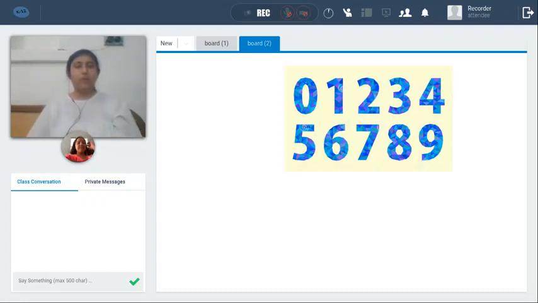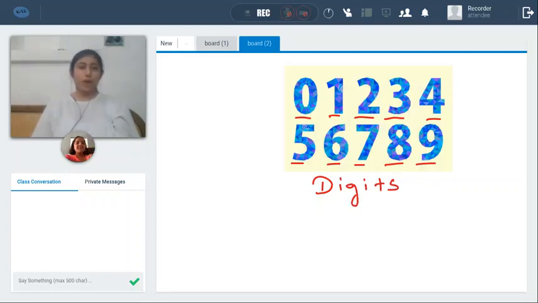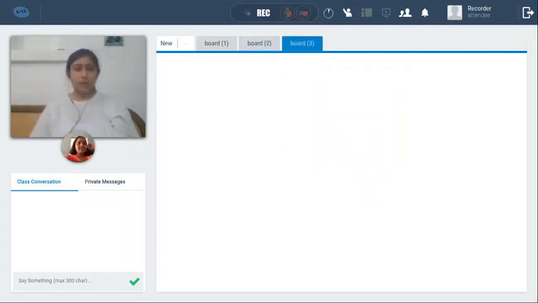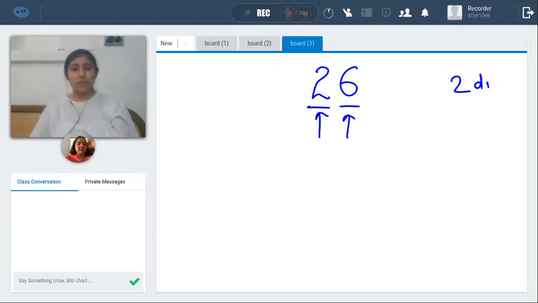So you see different digits, right? 0, 1, 2. Okay, good. So here we actually have digits: digit 0, digit 1, digit 2, digit 3, digit 4, digit 5, digit 6, digit 7, digit 8, and digit 9. So these are digits. Now let us take one example to understand how to count the number of digits. Let us take the example 26. Here we have a digit 2 and a digit 6. So there are 1 and 2. So there are two digits.